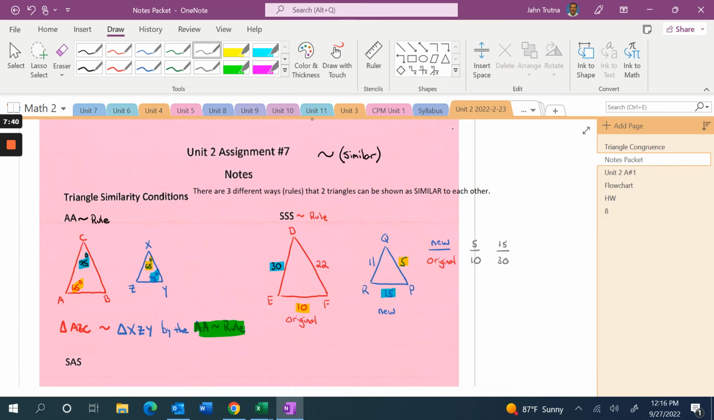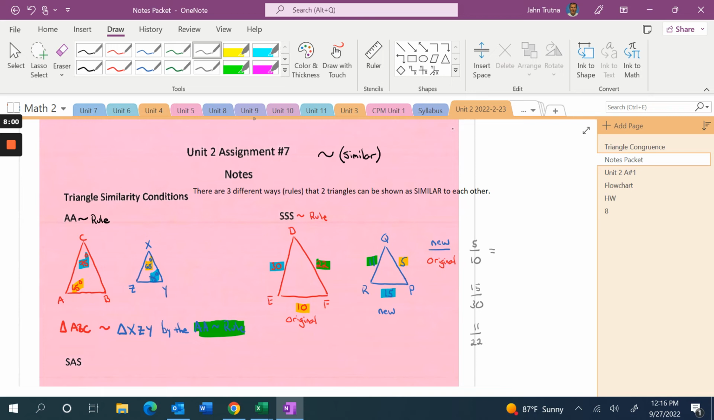And then a third ratio, I'm actually going to write them going down. And then a third ratio would be the middle length side of the blue triangle, which is 11, corresponds with 22. So that ratio would be 11 over 22.